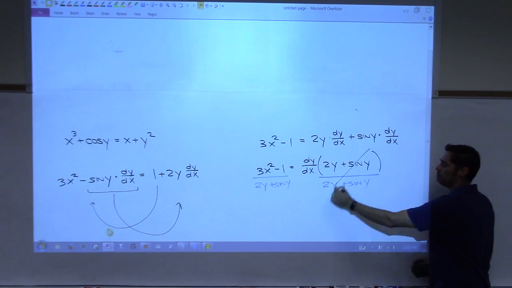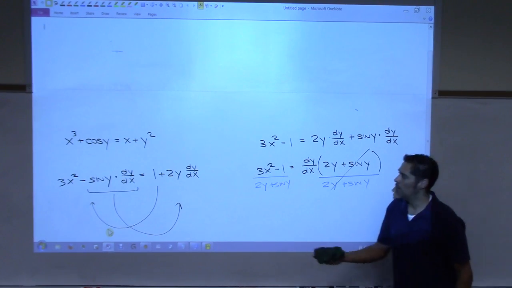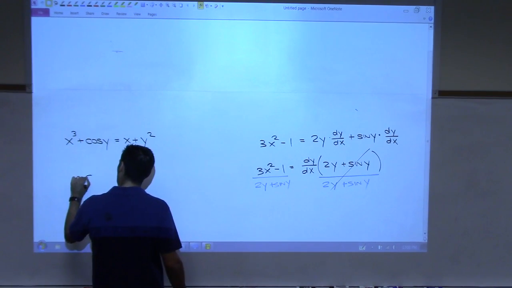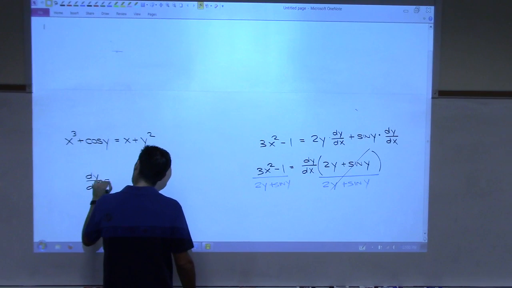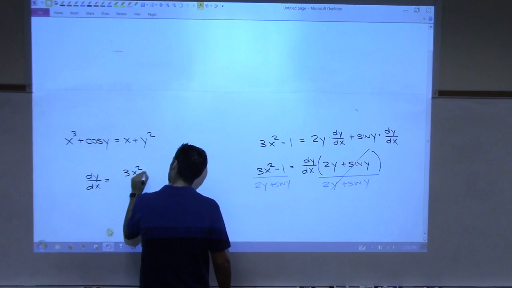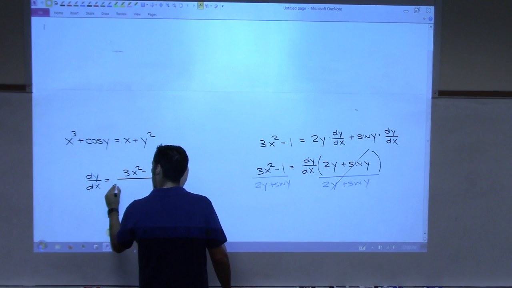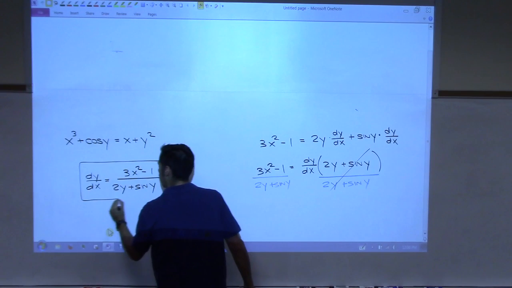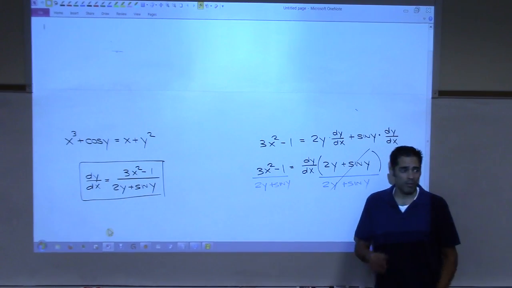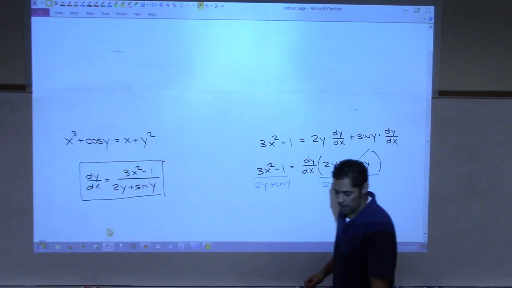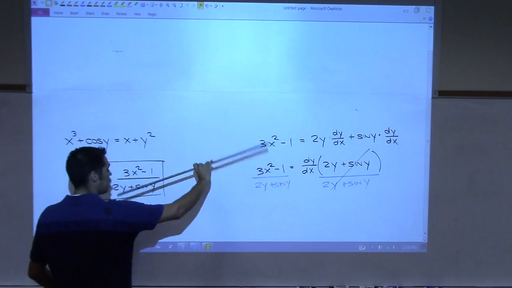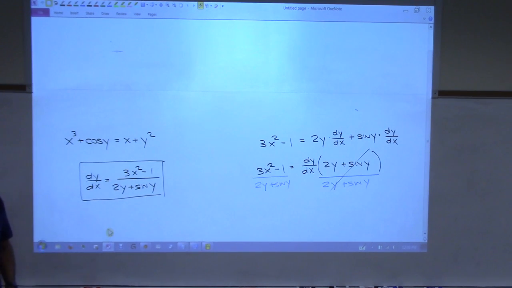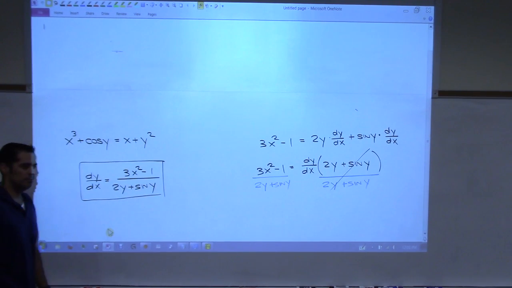It'll go away here, and I'll have dy dx, which is what I wanted. So dy dx equals 3x squared minus 1 divided by 2y plus sine y. Done. And hey, it's telling us that in order for you to determine the slope of that tangent line, you're going to have to provide me with the x value and the y value of the point you're talking about. You do that, I give you the slope.